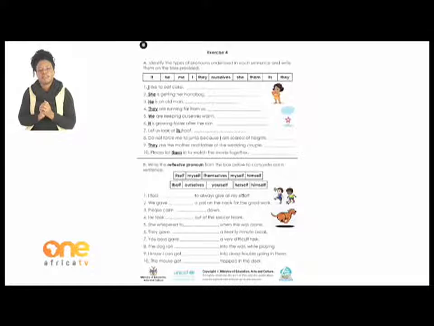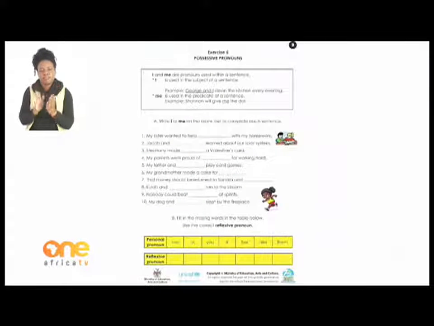Let us move on to page 9. On page 9, there is exercise 5. Exercise 5 falls under possessive pronouns. Now, there is an example that is given to you in the box. The example is: I and me are pronouns used within a sentence. I is used in the subject of a sentence. Example, George and I clean the kitchen every evening.